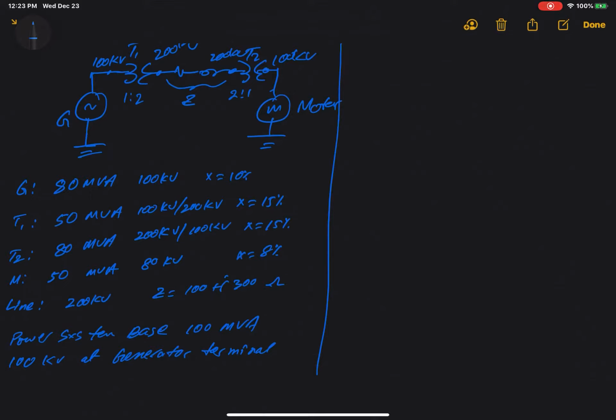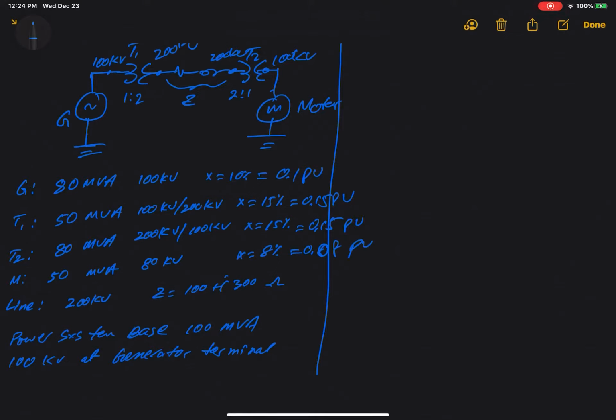Let me give you some details. For the generator, I have 80 MVA. That's the generator rating, and the generator itself is the old base for the generator, at 100 kilovolts, and X is 10%, which means its per unit impedance is only the reactive part of it. That means this is 0.1 per unit, right? And over here it means 0.15 per unit, and here also 0.15 per unit, and 0.08 per unit.